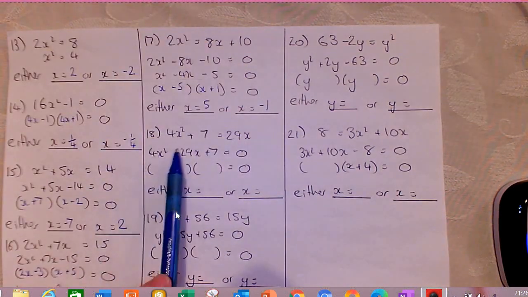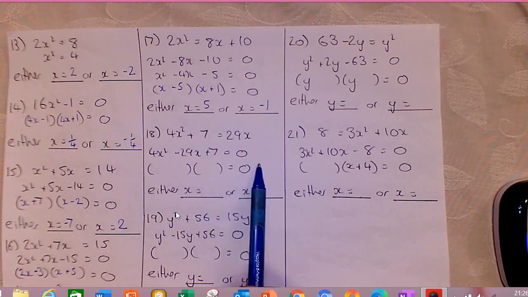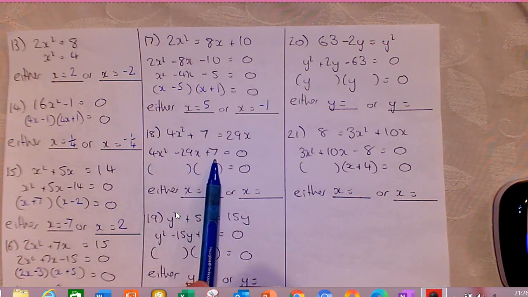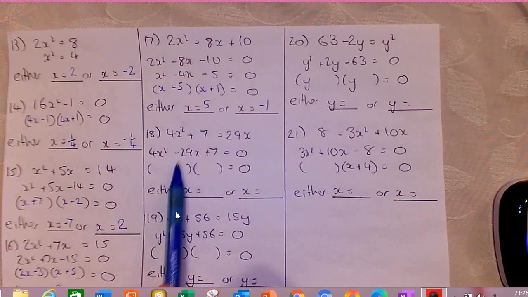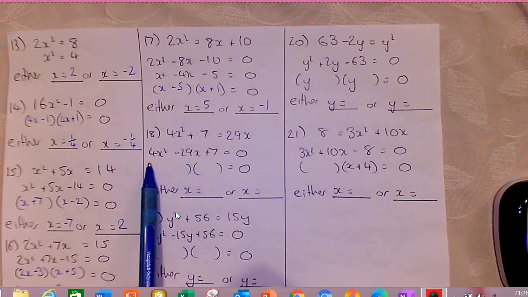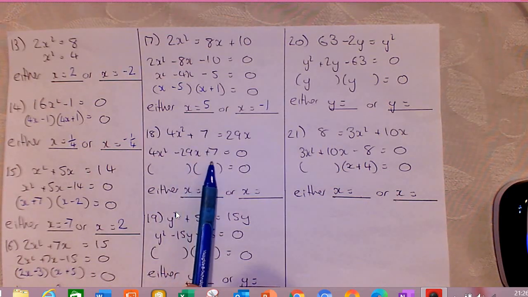This one's a bit harder, isn't it? So you rearrange it, get it all equal to 0. 4x squared, take 29x, add 7 equals 0. And then you times 4 and 7 together to make 28. Times together to make 28. Add together to make minus 29. It sounds like it's got to be minus 28 and minus 1. So here I've got 4x squared take 28x take x add 7.